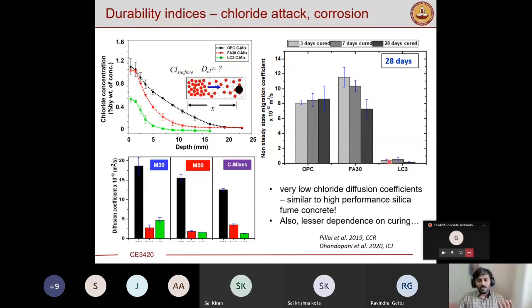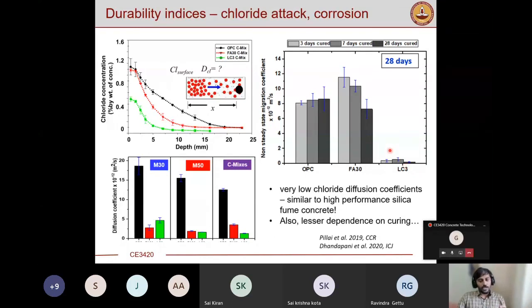Because all the reactions are happening much faster, and the porosity is reduced at a very early age, irrespective of whether you cure for 3 days, 7 days, or 28 days, you will have a very slow rate of movement of chloride inside your concrete. So this is something which we want. When you make a bridge out of concrete, you want to make sure that there is a lesser amount of these chemicals which move inside concrete and lead to deterioration.